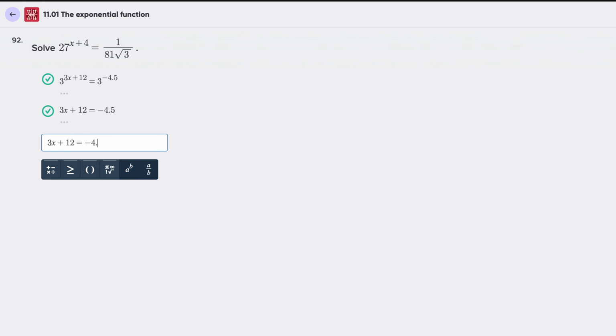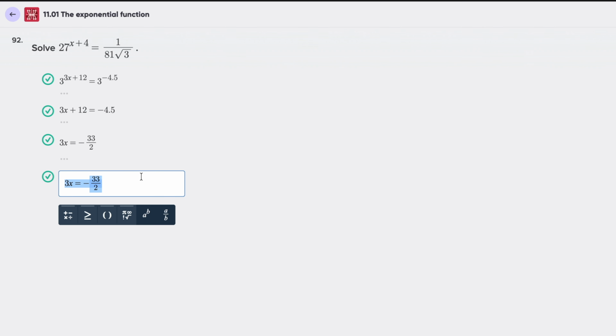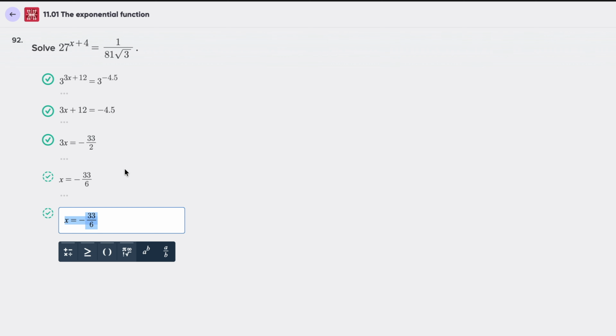We've got negative 33 over 2. 33 over 2 times 1 over 3. 2 times 3 is 6. And that can further be simplified into negative 11 over 2.